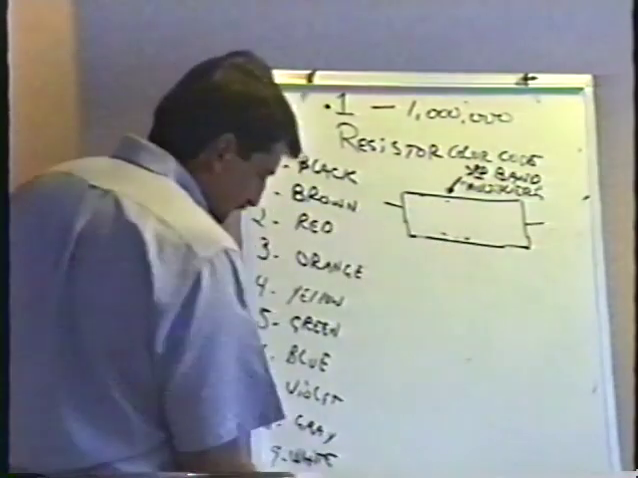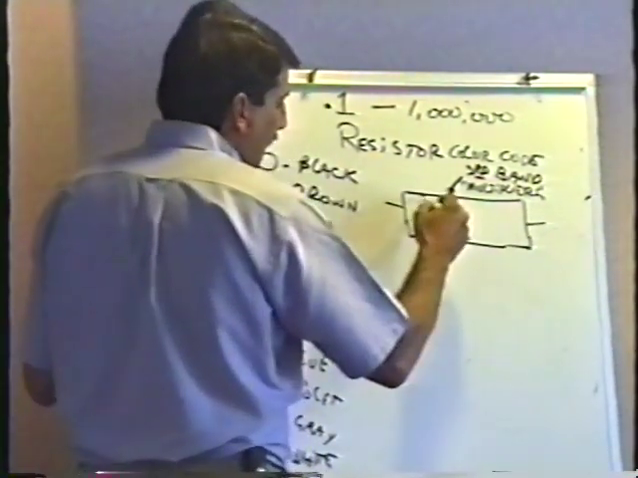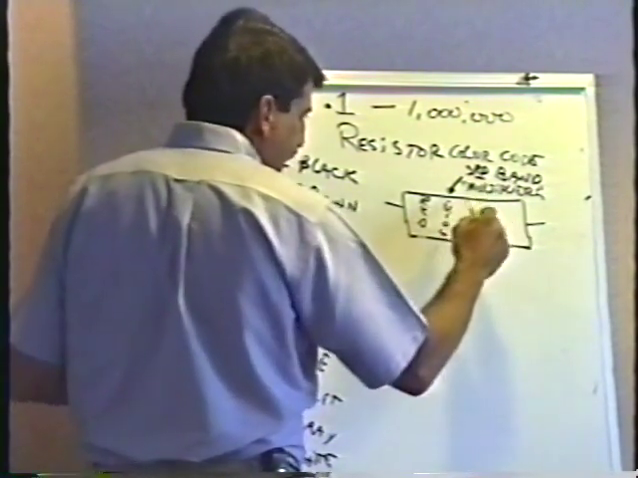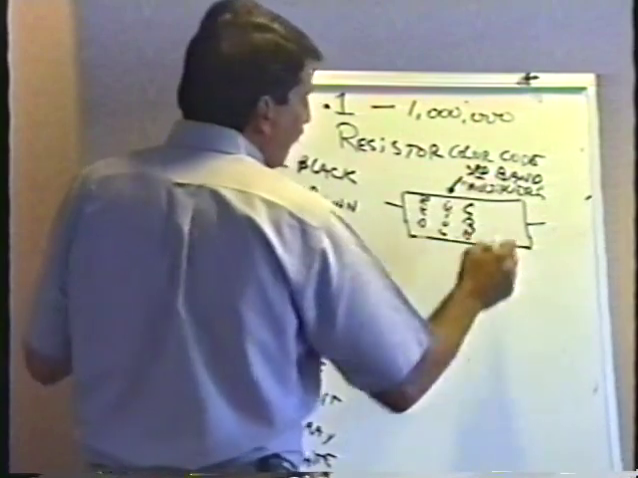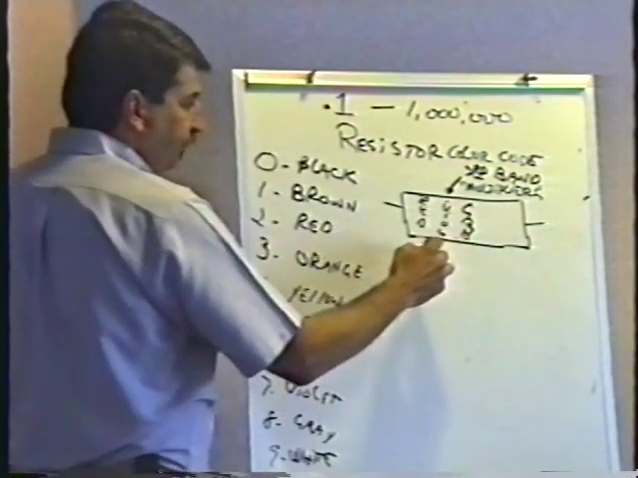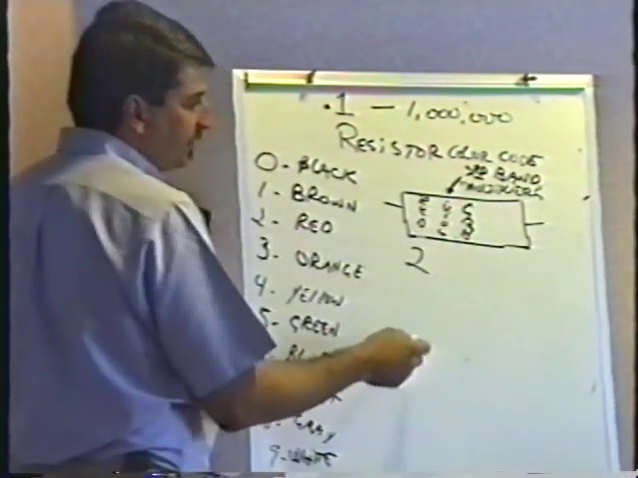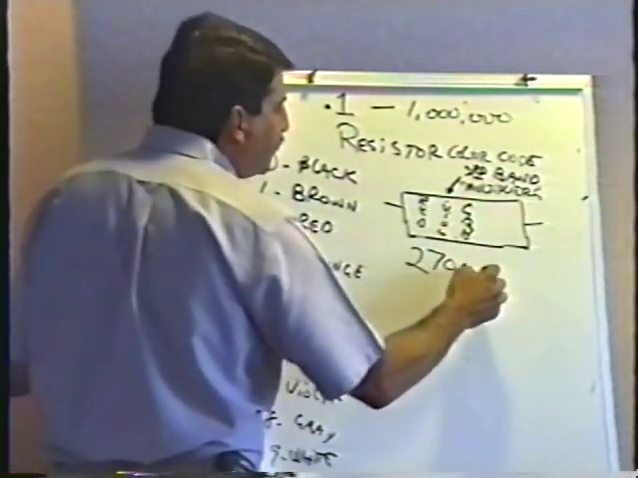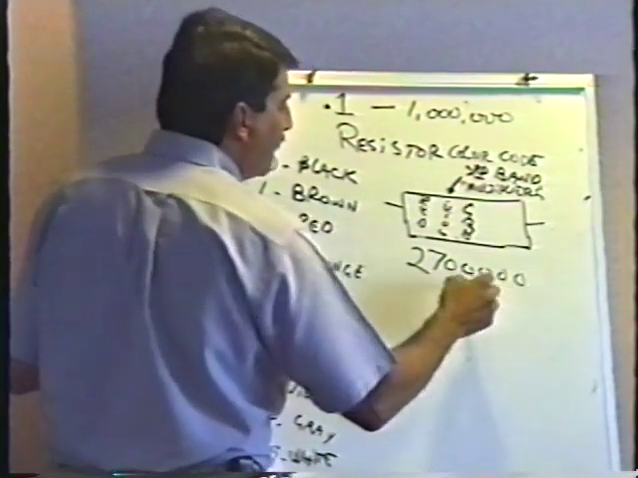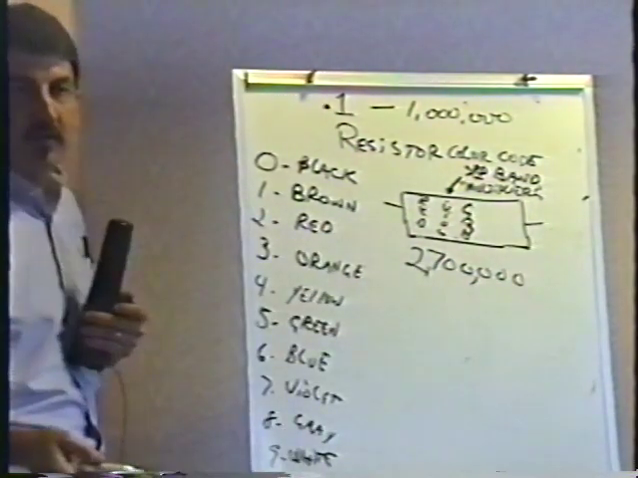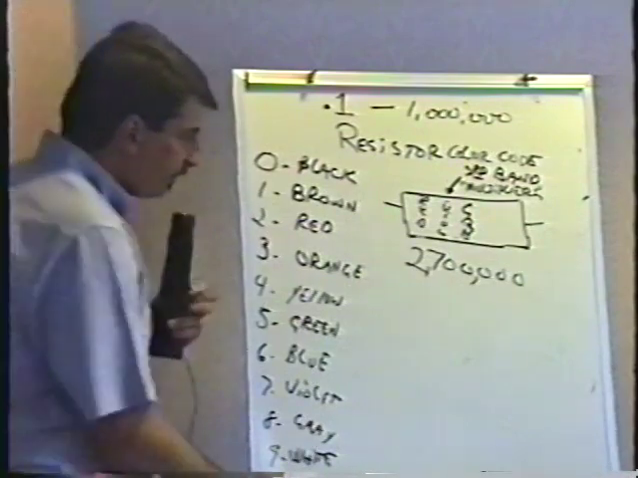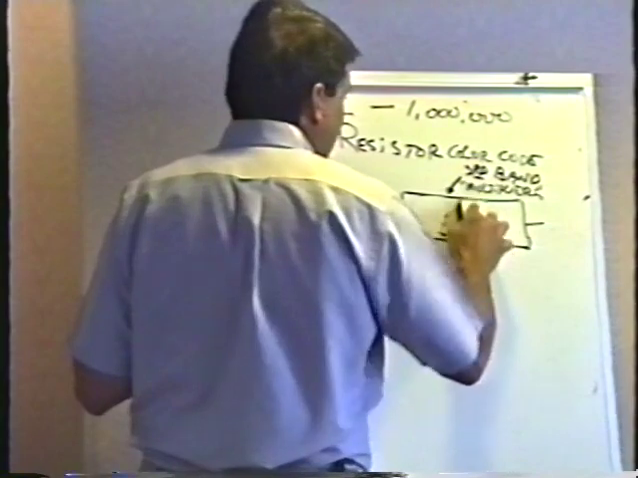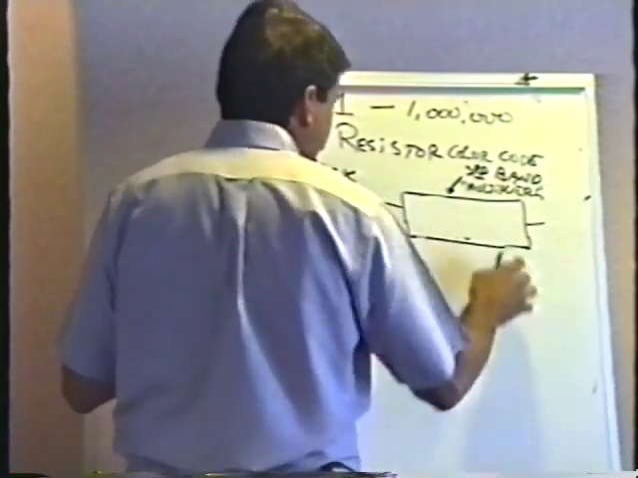Let's say we have one like this. Let's say we have one that's red, violet. Let's go nuts. Red, violet, green. All right, what's red? 2, violet, 7, green, 5 more zeros. 1, 2, 3, 4, 5. See, 2,700,000 ohms, right? So it is actually very simple once you've done it a few times, and we're going to have a chance to do a bunch of them here.